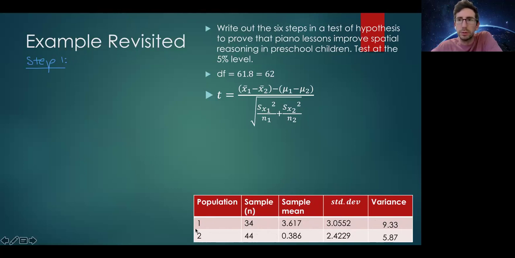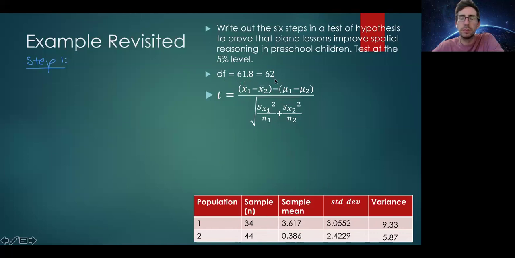Our second population was preschool students who did not take piano lessons. We took a sample of 44 preschoolers who did not take piano lessons. Those 44 preschoolers got an average score of 0.386 with a standard deviation of 2.4 and a variance of 5.8. So in our last video, we used these numbers to calculate a 95% confidence interval for the difference between these two means.